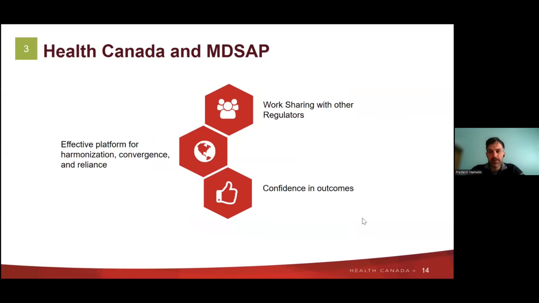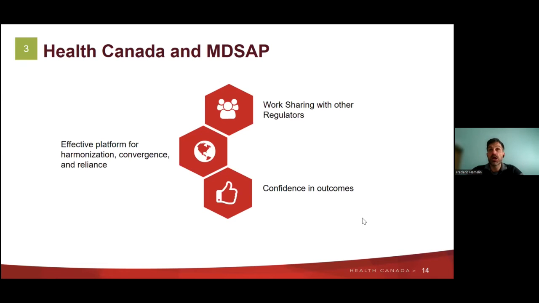So what is the outcome of all this? What are the benefits? Well, for us as a regulator, this allows for work sharing with our regulatory partners, which is a really big deal. Governments everywhere are always feeling the pressure on their budget and their staffing, and having people review lots of material or travel to a lot of places to do audits is expensive. It consumes a lot of resources. And if we can share common work with our regulatory partners with which we are aligned, then we all benefit from pooling our resources. It also creates a very effective platform for harmonization, convergence, and reliance.